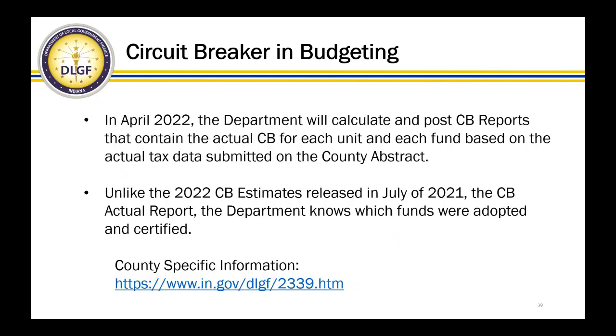Now, flash forward 9 months later. All right, so we've released the estimates. The unit has either used the DLGF estimates or has used locally calculated circuit breaker estimates as they were putting together their budgets. In April, which is part of the reason why this presentation is being given when it is, we are close to being ready to release your actual circuit breaker reports for the 2020-21 budgeting cycle. Now, unlike the estimates that we released 9 months ago, we know what funds you certified. We have the actual amounts of circuit breaker by funds.